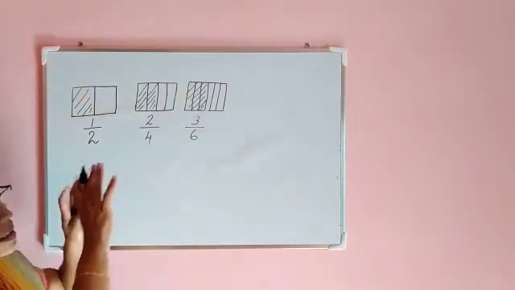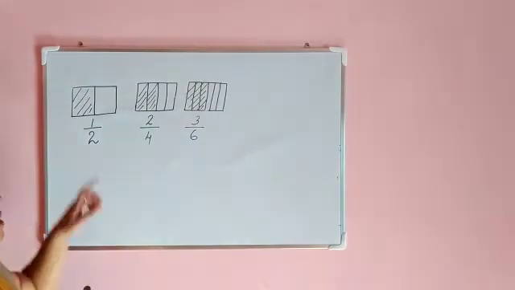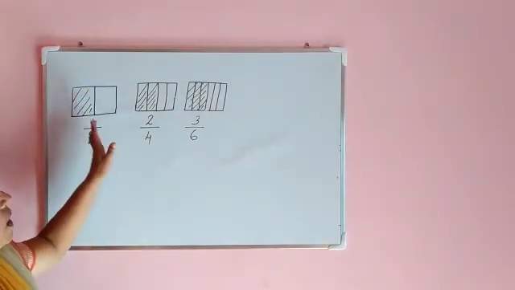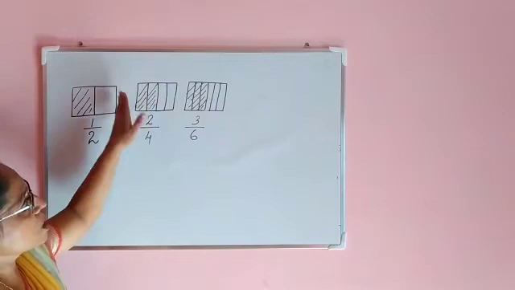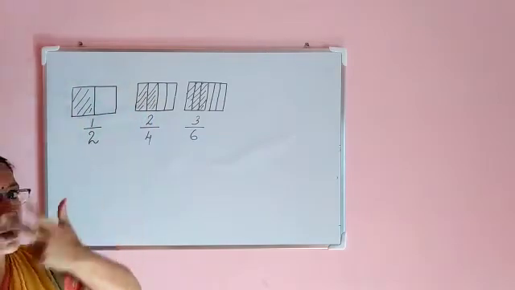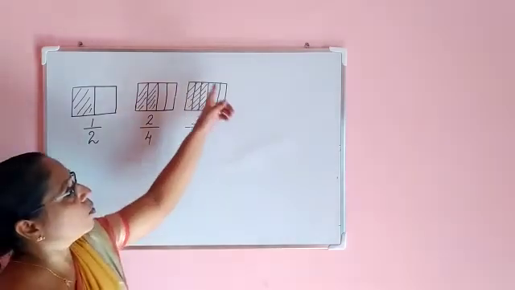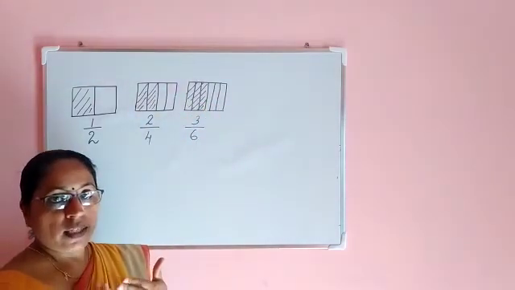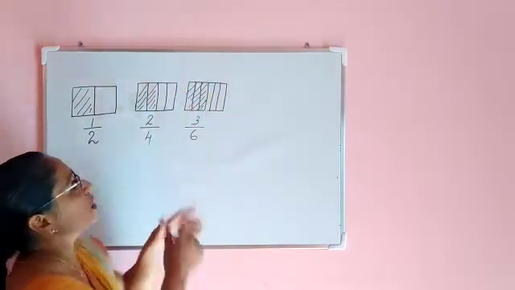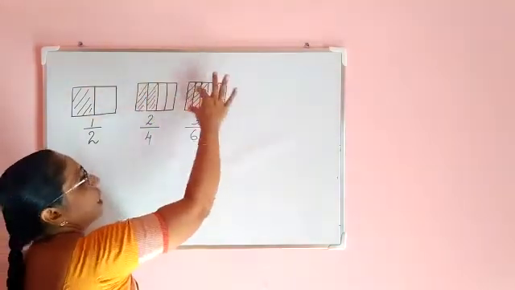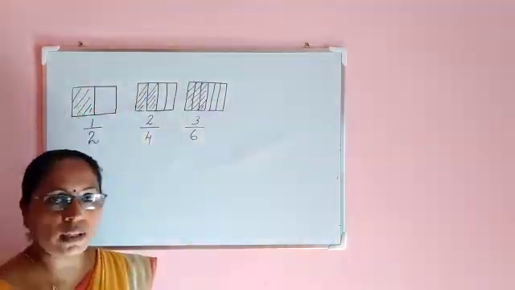So if you look at all these pictures, we can see that this is half of the whole. And if you look at this also, this is also half of the whole. Out of 4 we took 2. That means it's the half of the whole, isn't it? And here out of 6 we took 3. 3 is the half of 6. So all this shaded part represents the half of the whole thing.